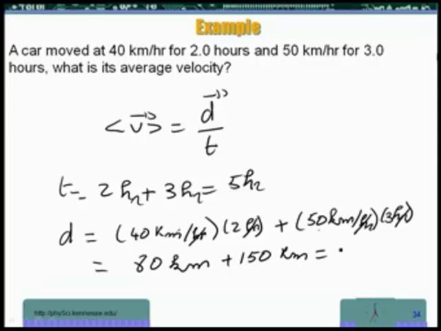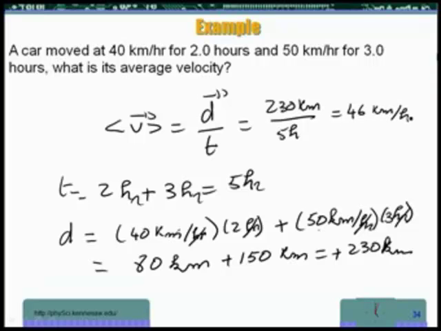So the overall displacement is plus 230 kilometers. And my average velocity then is 230 kilometers over 5 hours. So it's going to be 46 kilometers per hour. That's my average velocity. Okay, let's take another example.